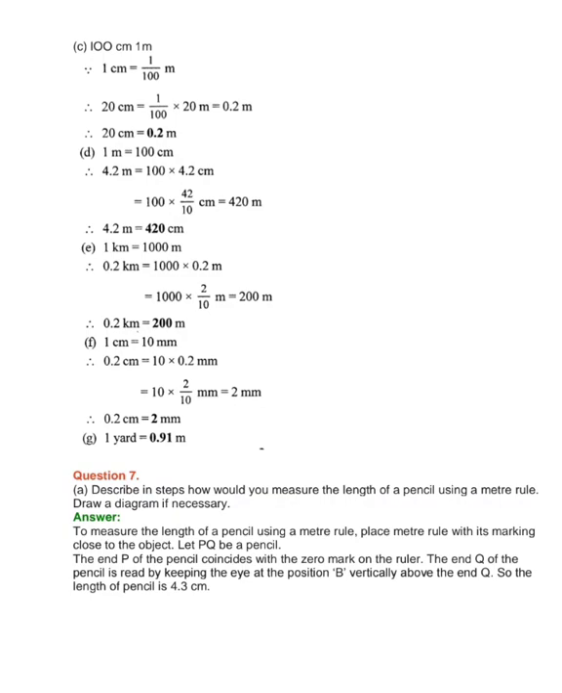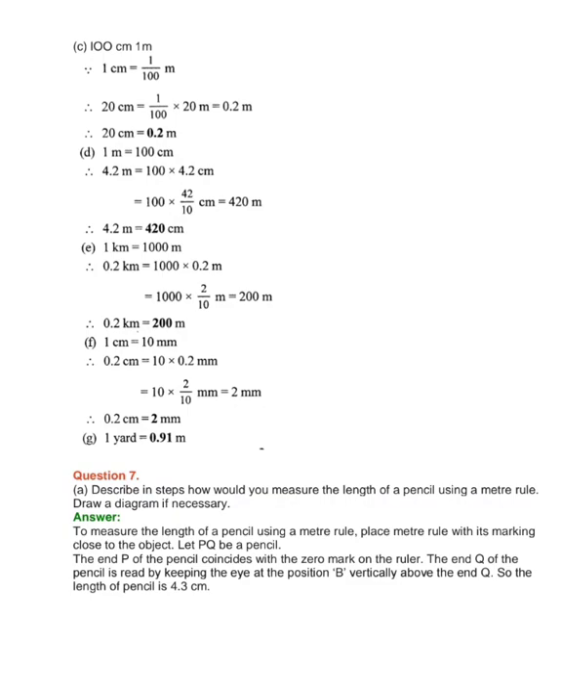Describe in steps. How would you measure the length of a pencil using a meter rule? Draw a diagram if necessary. Answer. To measure the length of a pencil using a meter rule, place the meter rule with its marking close to the object. Let PQ be a pencil. The end P of the pencil coincides with the 0 mark on the ruler.